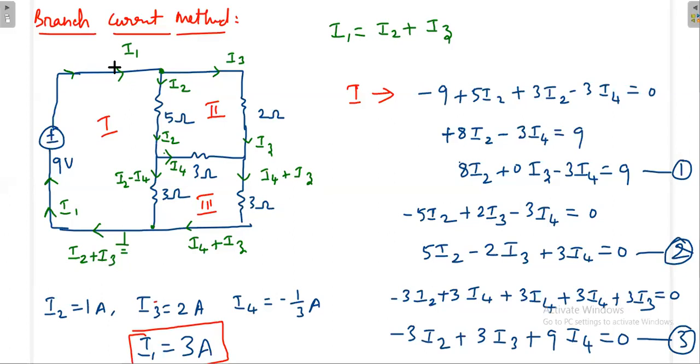I1, I2, I3, I4. We know all the currents, okay? All the flexibility we are having. Okay, I will copy this to the next page, okay?